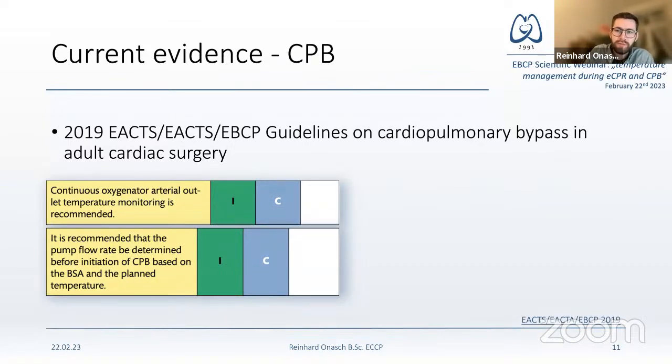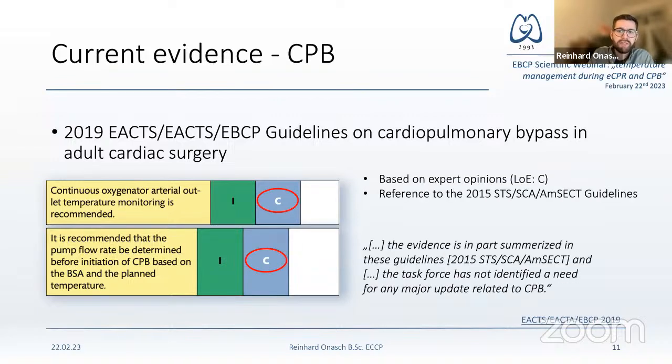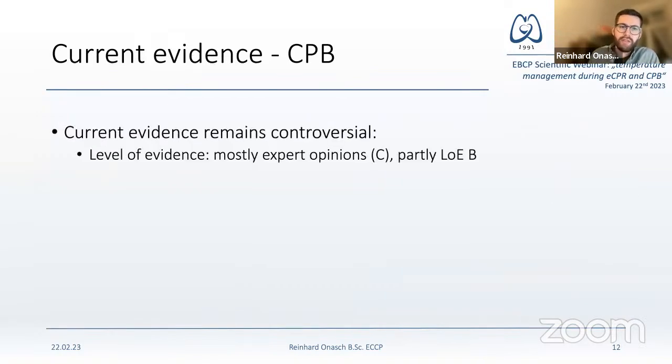The European guidelines from 2019 refer to the 2015 guidelines and note that there was no need for any major update related to cardiopulmonary bypass at the time of publication. If there's newer evidence that could lead to stronger recommendations, these could potentially be integrated in future revisions of the European guideline. The current evidence for temperature management during cardiopulmonary bypass remains controversial. The latest guideline is 8 years old and is mainly based on expert opinions and smaller trials.